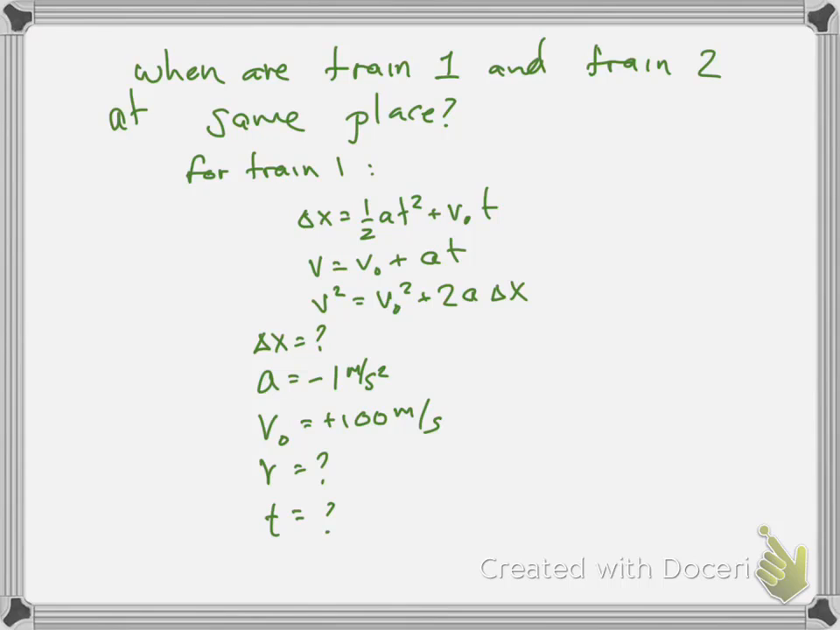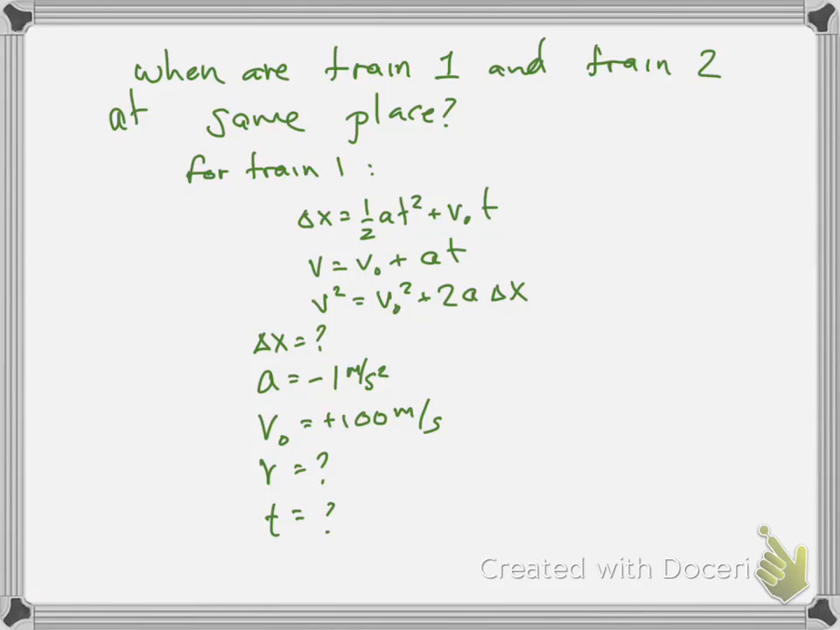So for train 1, I've written down the three kinematic equations, and I've written down the variables. We didn't draw a picture, but from the graph and the description, delta x is an unknown. We don't know how far they've gone. A, remember, was 1 meter per second squared and was slowing. The graph showed us it was moving in the plus x direction. So the acceleration, since it's slowing, must be minus 1 meter per second squared.